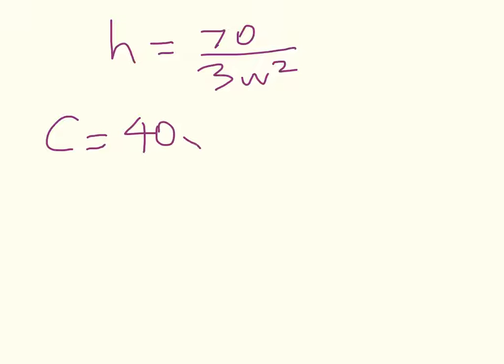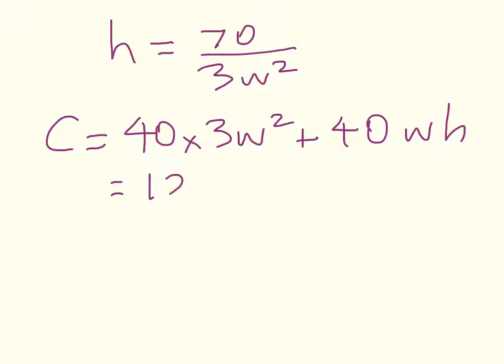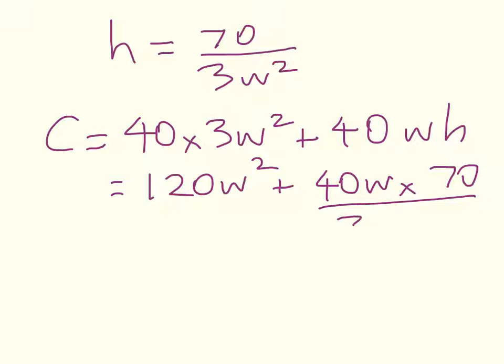Right, so we're going to get H is equal to 70 over 3W squared. So we had got to here on my cost function. We had 40 times 3W squared plus 40WH. So that equals 120W squared plus 40W times 70 over 3W squared.